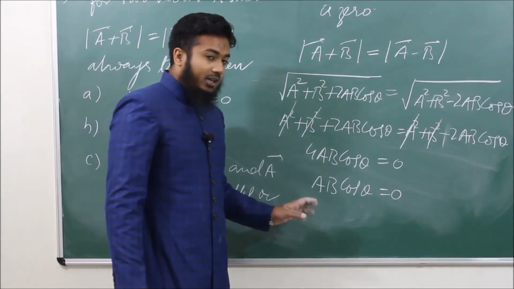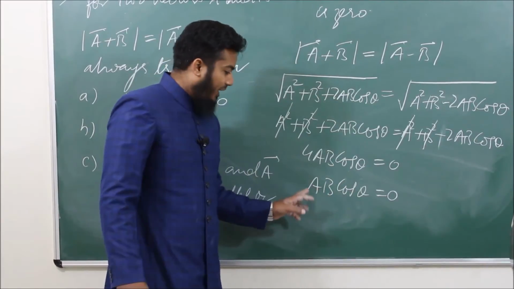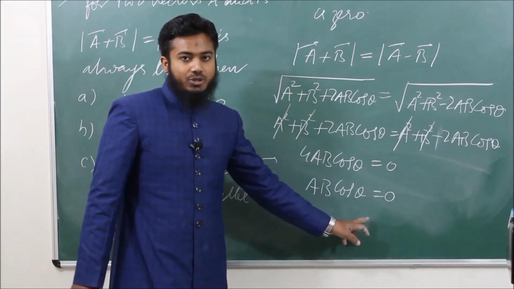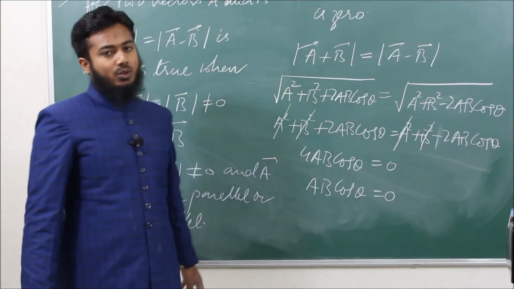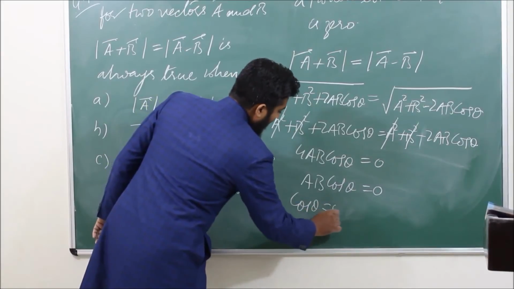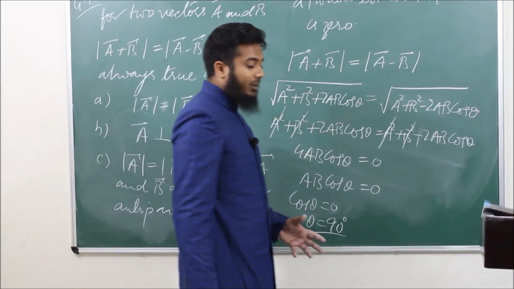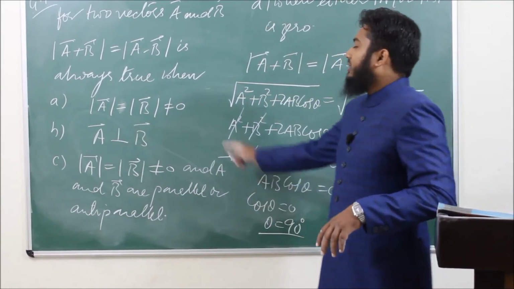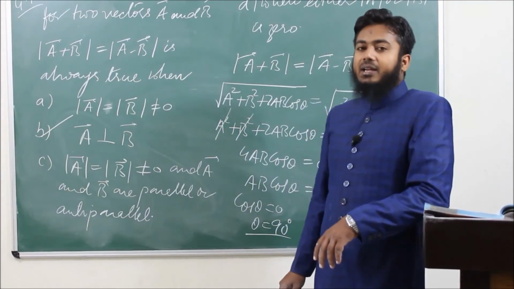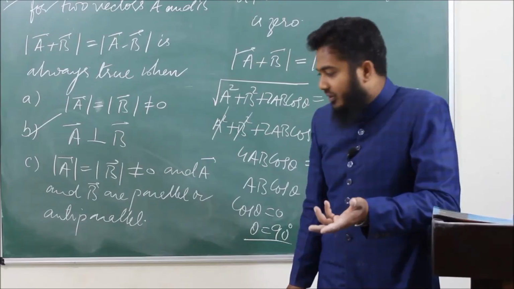Now we can write that AB cos theta is equal to 0, and we can conclude that any one of these three can be 0. If A is equal to 0, then this is going to be 0. If B is equal to 0, then also this is going to be 0. And if cos theta is 0, then this is also going to be 0. If cos theta is 0, that means theta is 90 degrees, that is, the vectors are perpendicular. So if the vectors are perpendicular, then this relation will hold true. So this is a correct statement: A and B are perpendicular if the magnitude of A plus B is equal to the magnitude of A minus B.